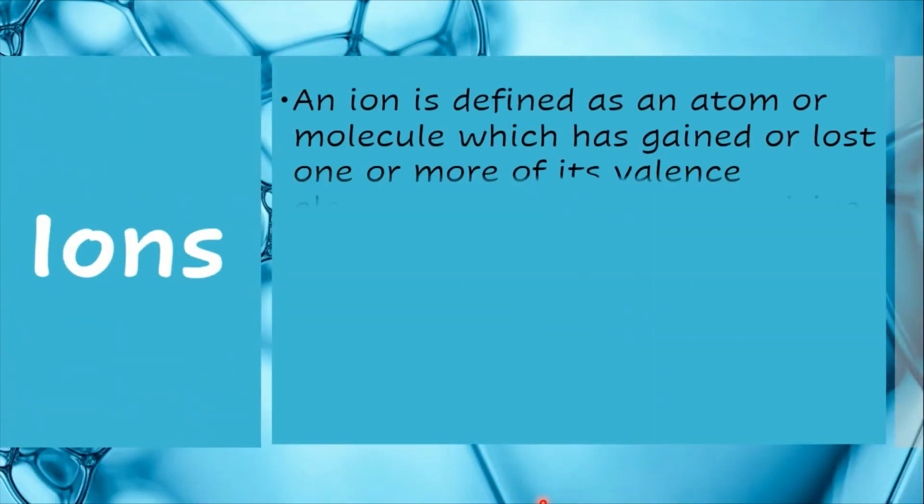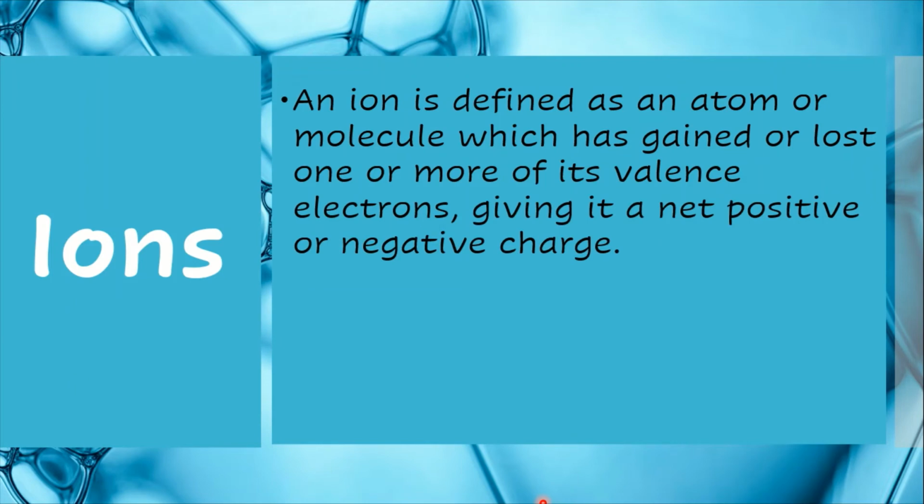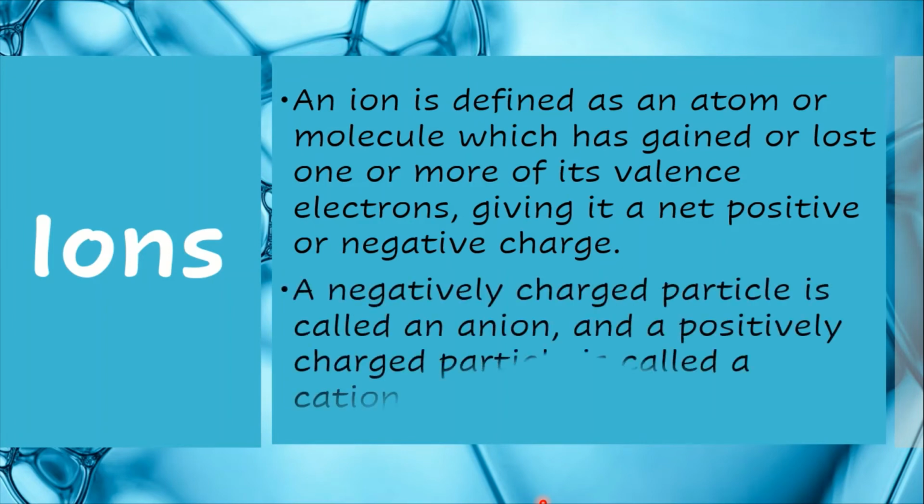Ions. An ion is defined as an atom or molecule which has gained or lost one or more of its valence electrons, giving it a net positive or negative charge. A negatively charged particle is called an anion, and a positively charged particle is called a cation.